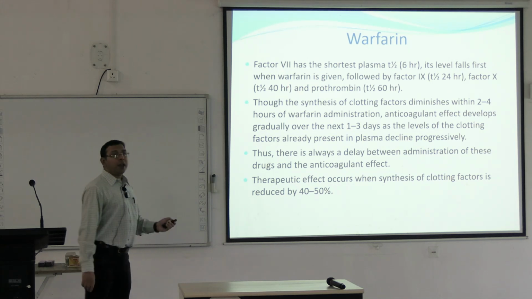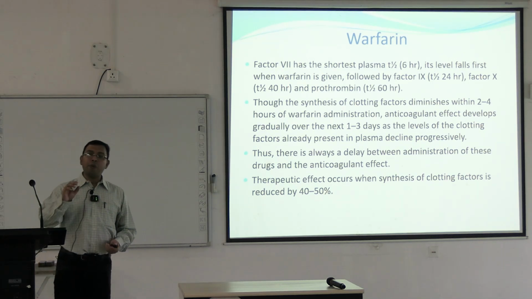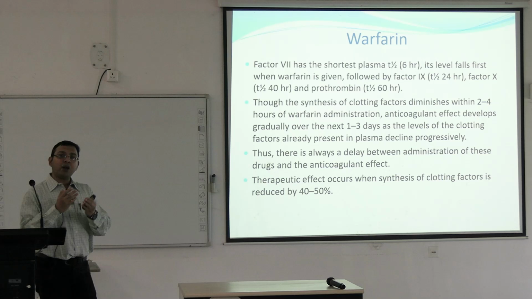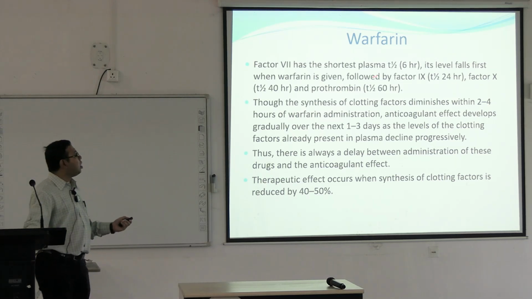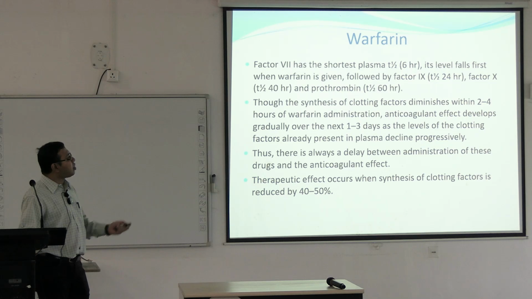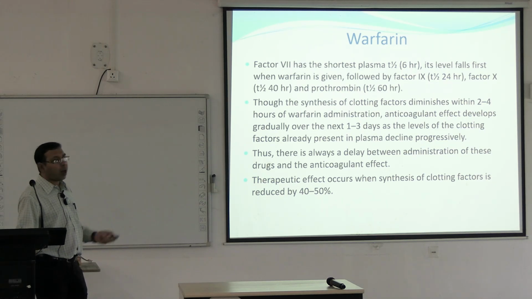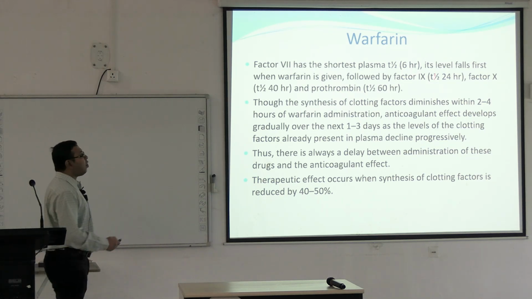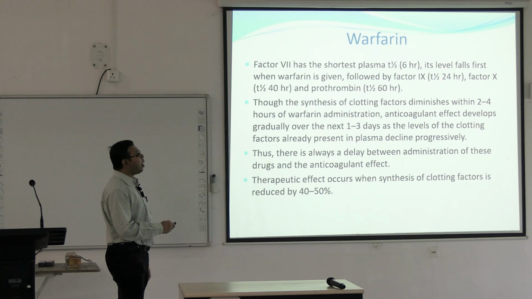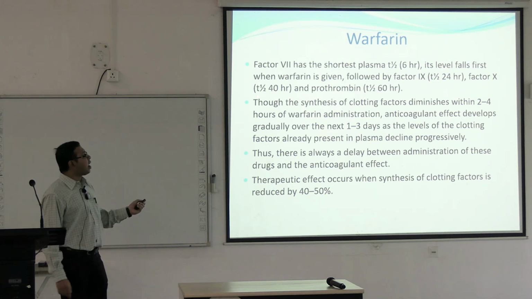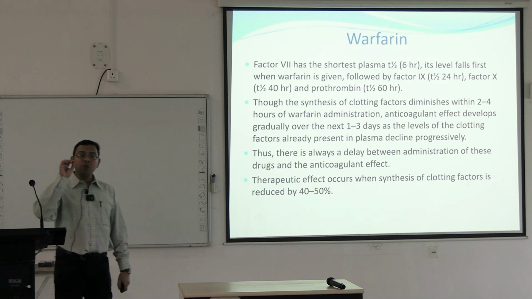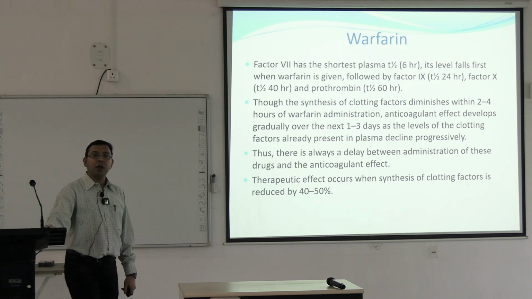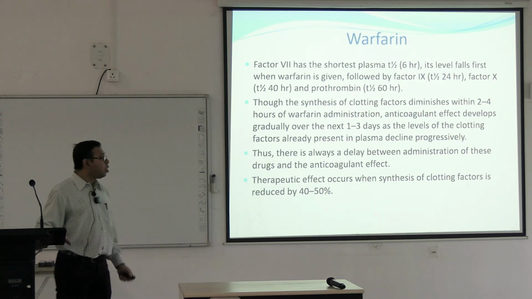Now this factor 7 has the shortest plasma half-life. So they are blocking 2, 7, 9, 10. So different clotting factors have different types of the half-lives. The factor 7 shortest half-life 6 hours. So its level falls fast when the warfarin is given, followed by the factor 9 whose T-half is the 24 hours. Then factor 10 T-half is the 40 hours and prothrombin is the 60 hours. So when we are using the warfarin, first the factor 7 level drops.